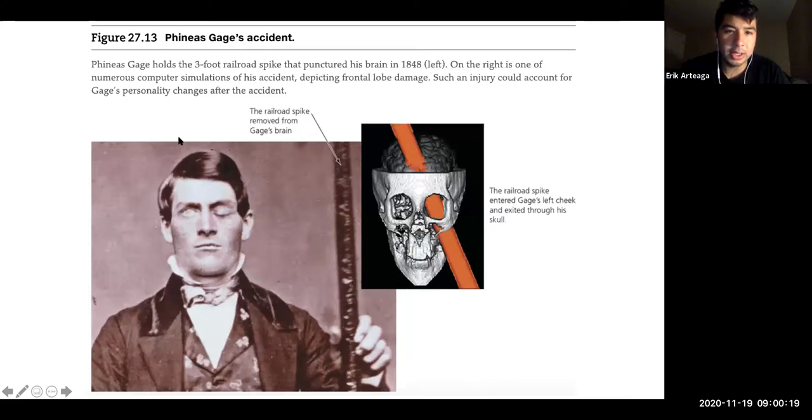So, Phineas Gage's accident. Phineas Gage holds a 3-foot railroad spike that punctured his brain in 1848. On the left is Gage, and on the right is one of numerous computer simulations of this accident depicting the frontal lobe damage. Such an injury could account for Gage's personality changes after the accident. Okay, so the railroad spike removed from Gage's brain entered Gage's left cheek and exited through his skull. So you see here the traumatic injury of poor Gage.